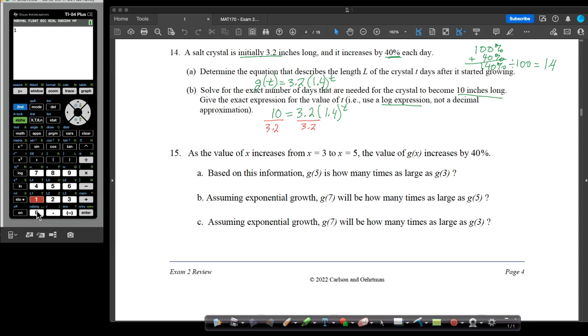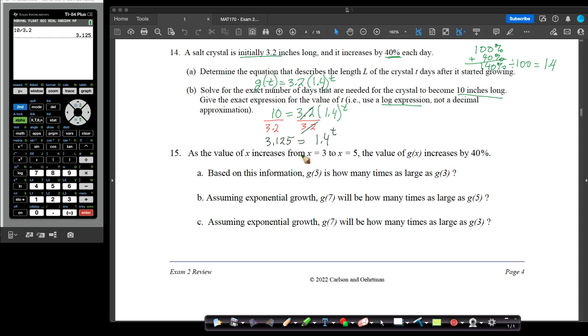So let's just say 10 divided by 3.2. We could just leave it as a fraction, but 3.125, I think that's exact enough. It's not a decimal that's continuing on. Now it says not a decimal approximation, but we would get that with the log. So we can write this as 3.125. 3.2 divided by 3.2 is 1. 1.4 to the T power.